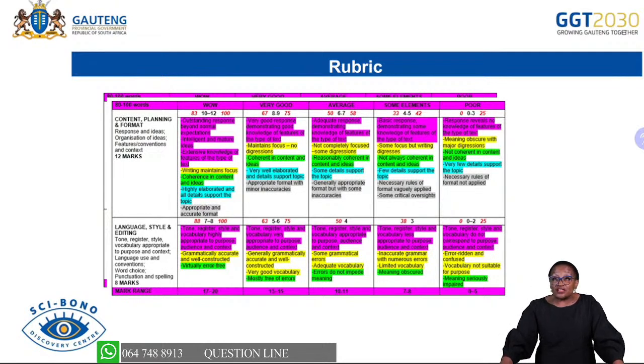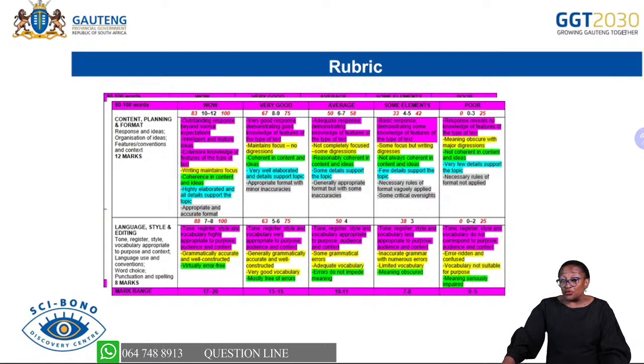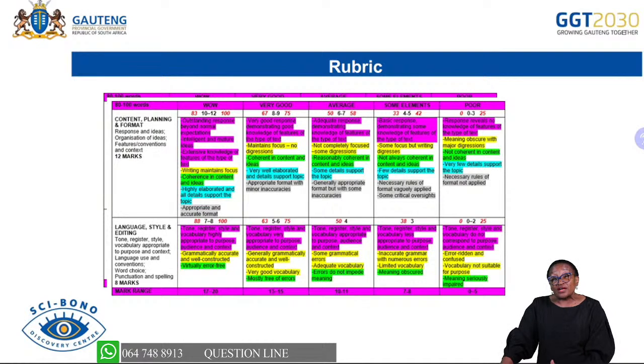So those are the 5 categories that the rubric uses to give you marks. I would love to believe that by now you have interacted with the rubric and you have looked at all the descriptors in those categories and you clearly understand how you are awarded a mark when it comes to section C.